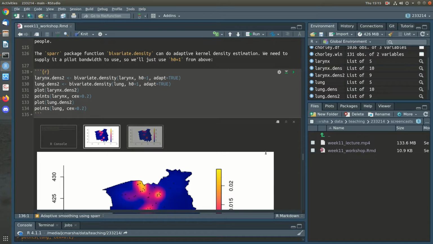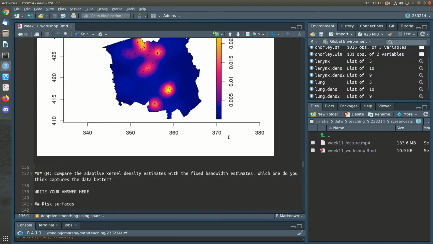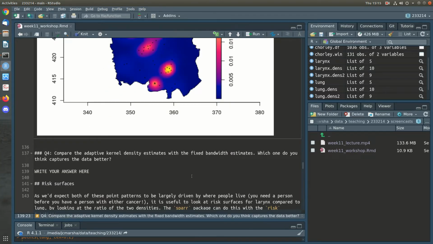So here's the larynx cancer data. You can see here that the blob over here is mostly gone now. And here's the lung cancer data. And you can see here that the blobs largely coincide, except for this one down here, which is missing on the lung cancer data, but it's present on the larynx cancer data. Okay.